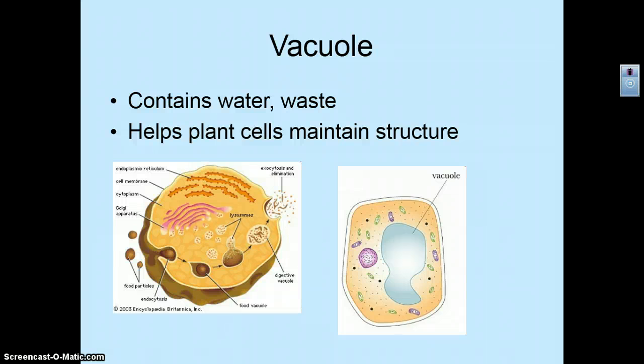Vacuoles contain waste and water, and inside of a plant cell, it helps to maintain the structure. Inside of an animal cell, we may have small vacuoles, but we don't really look for the large one like we do, because we don't have to worry about an animal cell carrying out photosynthesis that requires that large amount of water.